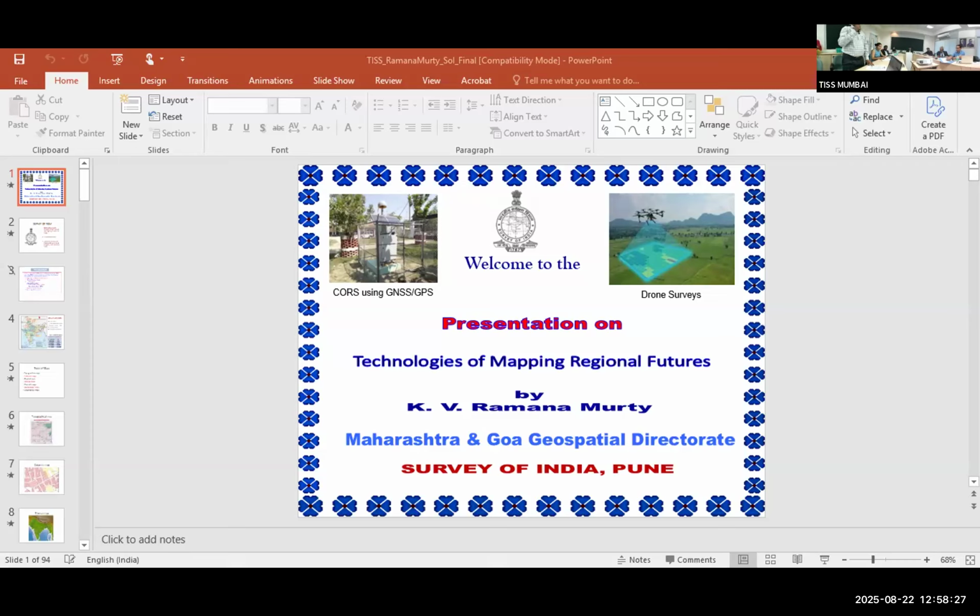Earlier, all the maps were on paper format. Paper format maps cannot be used for editing, so many problems will be there, such as preservation. So nowadays, all the maps are being digitized so that they will be in soft copy format, and if they are georeferenced, meaning connected with ground control points, we can get the actual location of their position on the ground. That is where we are going forward.